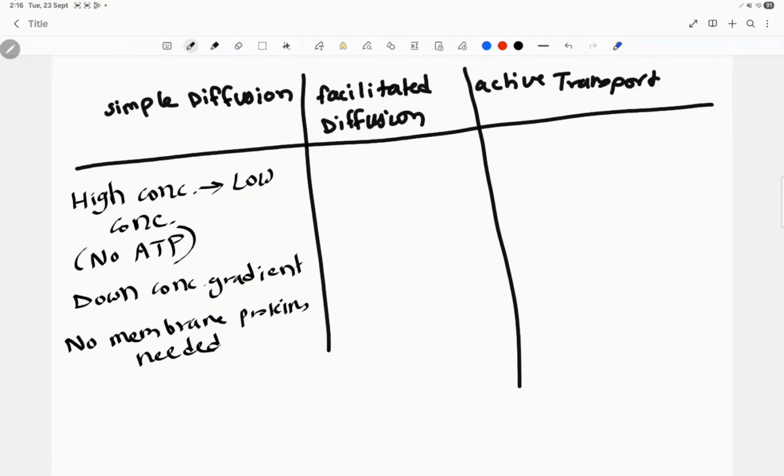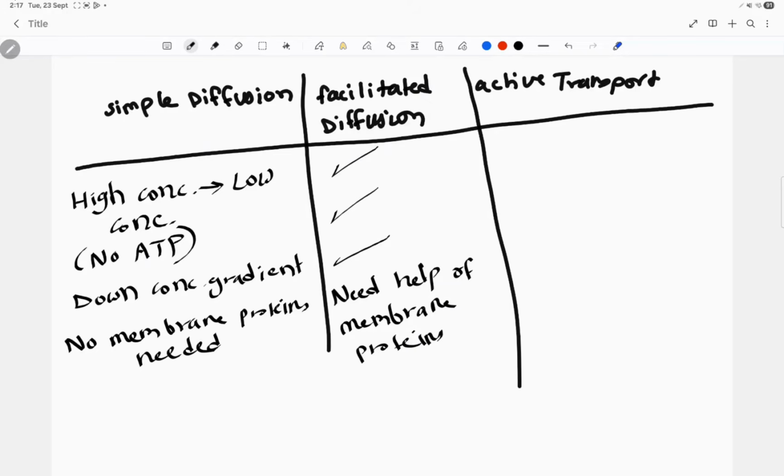If it's facilitated, it will have some things in common with this one. So, high to low, yes. No ATP, yes. Down the concentration gradient, yes. But it does need the help of membrane proteins called transport proteins or channels.